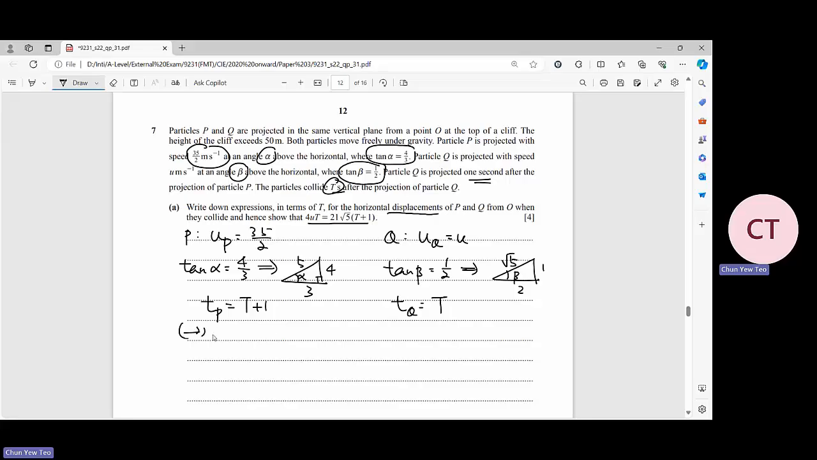Then if you consider the horizontal displacement, XP will be equal to UP cos alpha tP. This one will be XQ equals UQ cos beta tQ. So you'll be having 35, 3 over 5, and this one is t plus 1. Then your XQ will be u, 1 over 2, over 35.